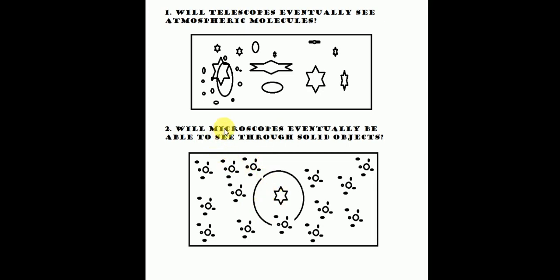So eventually a telescope is like a microscope, and eventually a microscope might be like a telescope. So with these two scenarios, are we just going around in circles? That's it.